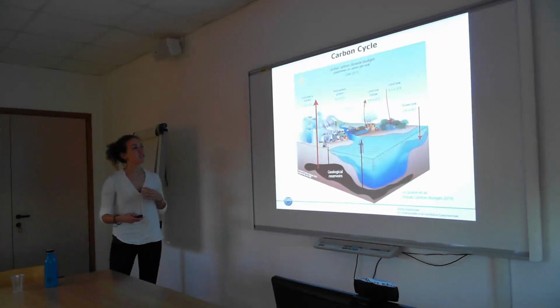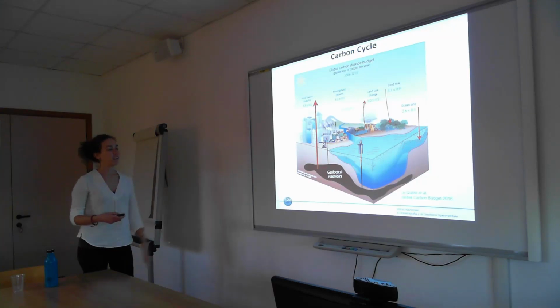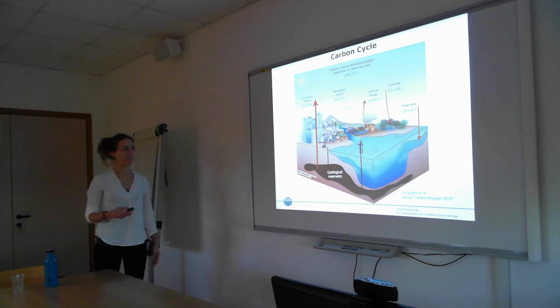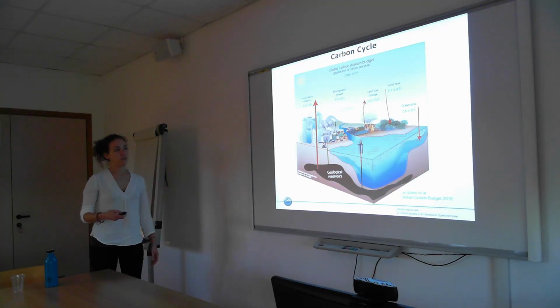So the carbon cycle, as we all know: since the industrial revolution, carbon dioxide, CO2, in the atmosphere has grown. This is due to fossil fuel emissions and industries, but also to land use, like deforestation. There are two sinks of CO2. One is the land, and the other one that is important for us is the ocean. Since the Industrial Revolution, almost 50% of the anthropogenic CO2 has been taken up by the oceans.